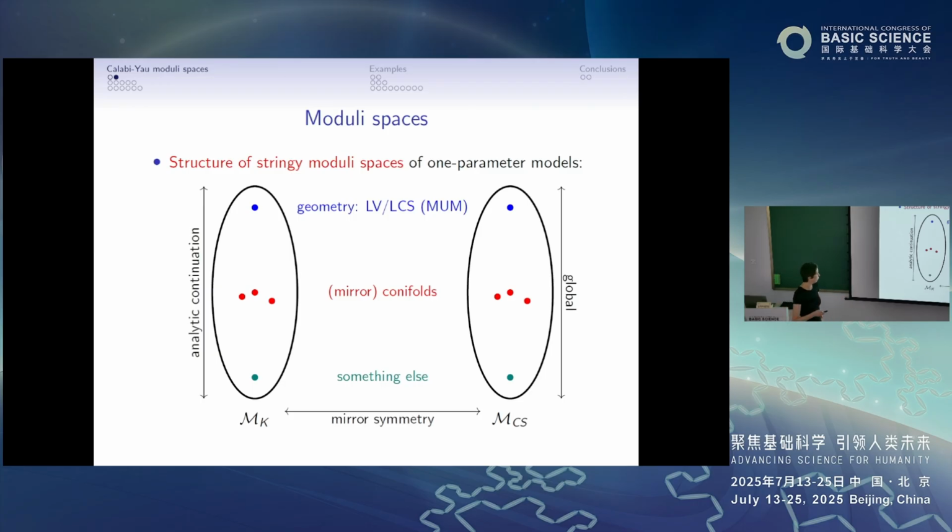So what I'm interested in now is to move away from these well-studied points. And if we do that, we're going to move inwards in the moduli space, not only infinitesimally, but at a finite distance.